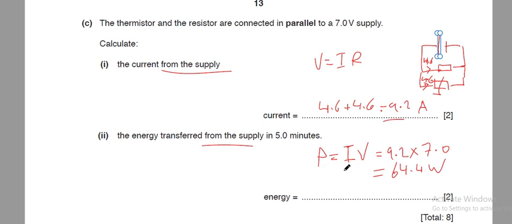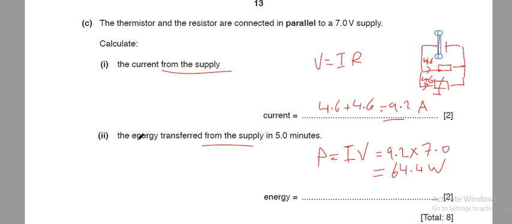So as we calculated the power of the supply using the total current drawn from the supply, 9.2 times 7, which is the voltage of the supply, we got 64.4 watt. This is the total power of the supply.